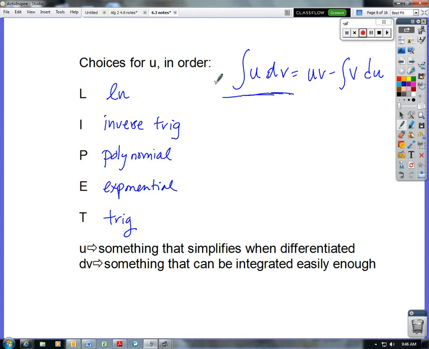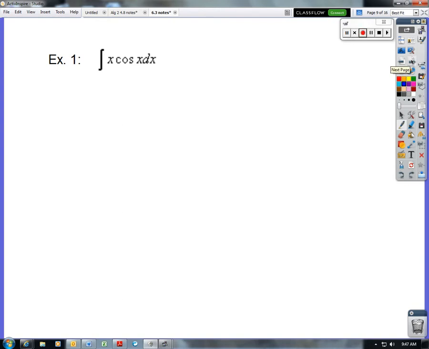So u is going to be something that simplifies when differentiated. So ln simplifies very nicely, 1 over x when you take the derivative of natural log. The inverse trig functions, I don't know that I would consider those simplified, but when you take the derivative of an inverse trig, you do get things in terms of x's. Anyway, let's move along and see how this works. So I'm going to write LIPET down again to help us.